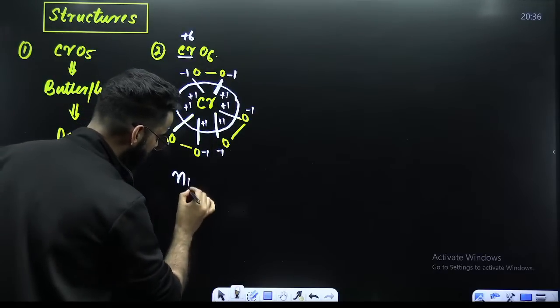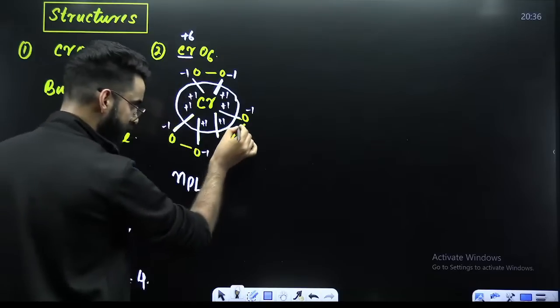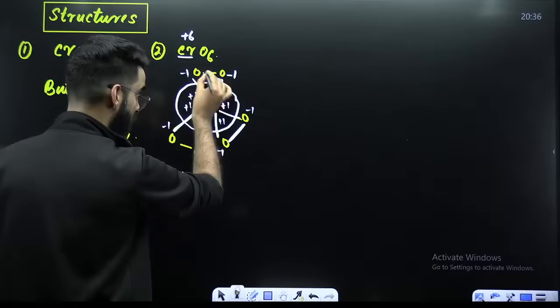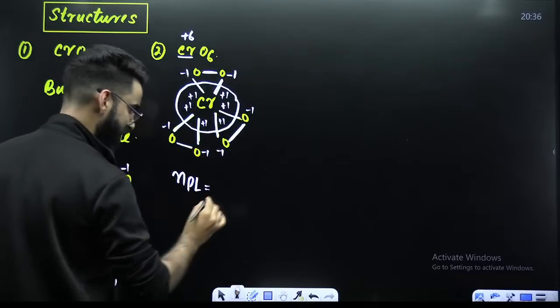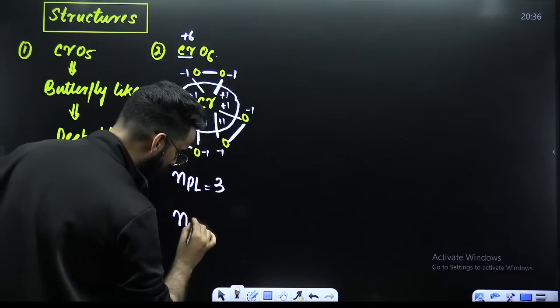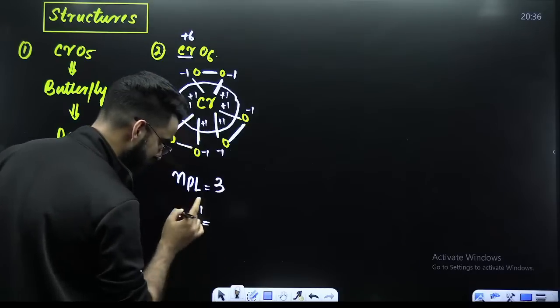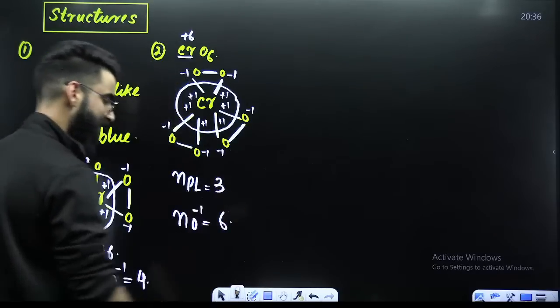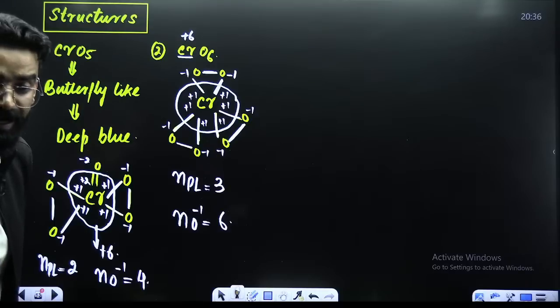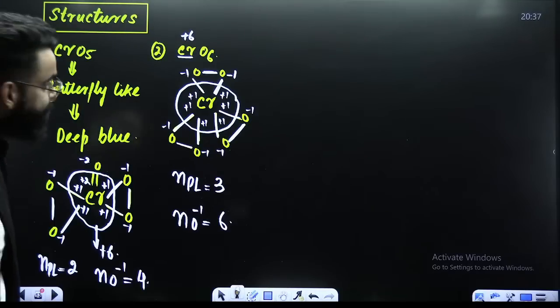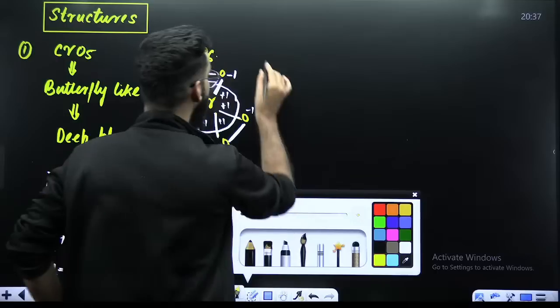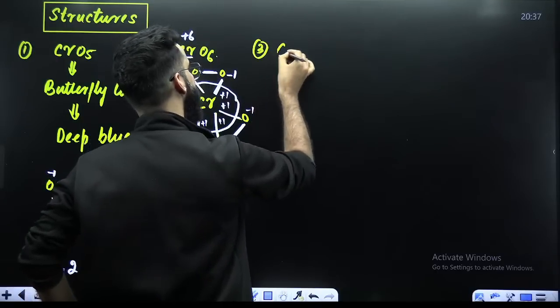Now, if I ask you how many peroxide linkages you see: this is a peroxide linkage, oxygen single bond oxygen, oxygen single bond oxygen, oxygen single bond oxygen. So there are 3 peroxide linkages. How many oxygen atoms are there with -1 oxidation state? 2 multiplied by the number of peroxide linkages, so 2 threes are 6. So there are 6 oxygen atoms with -1 oxidation state in CrO6. The third one is your Caro's acid.